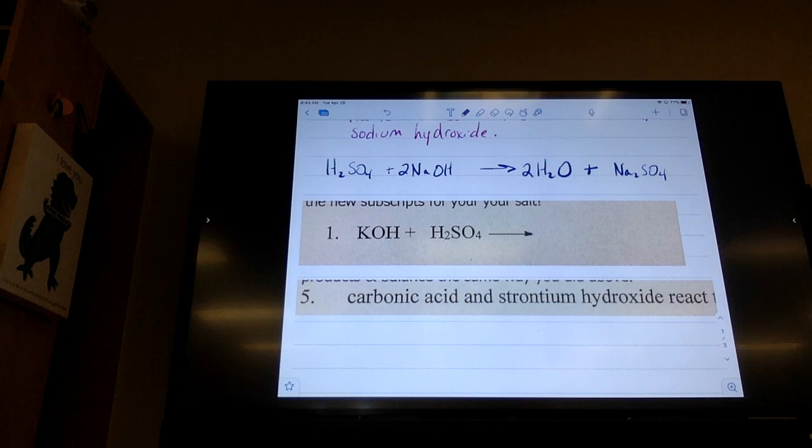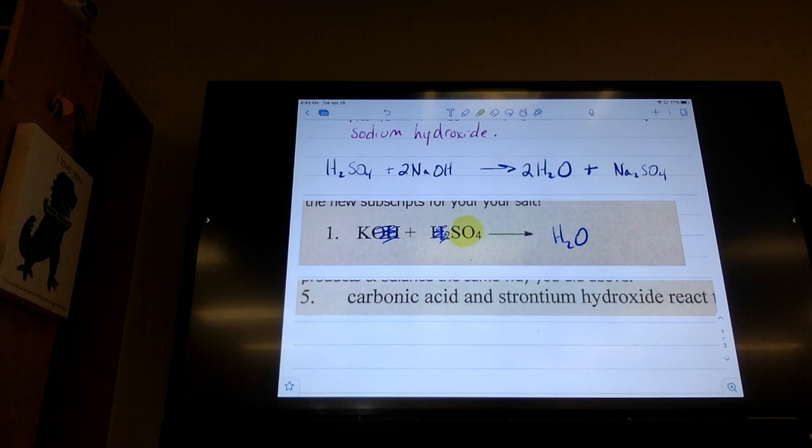Acids always start with H and bases always have OH. So this one is the acid and then the other one's the base. All right. So if this is a neutralization reaction, what's the first thing I write? Boom. And that's going to take care of this hydrogen and this hydroxide. Are you okay so far?